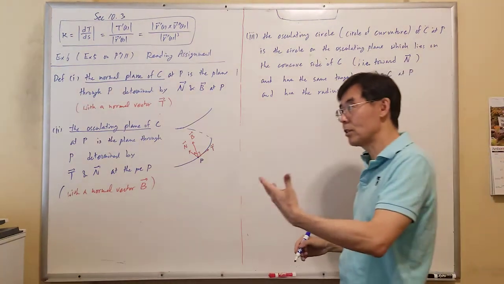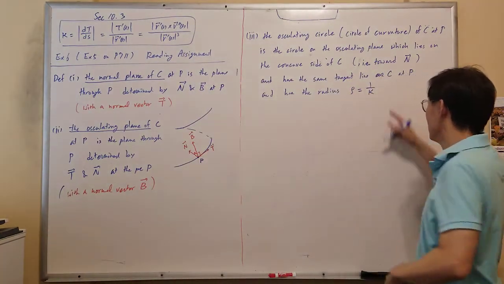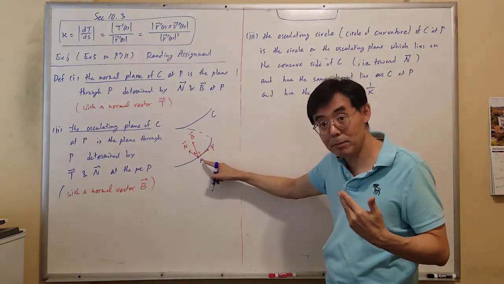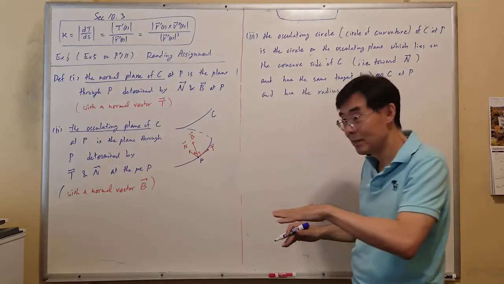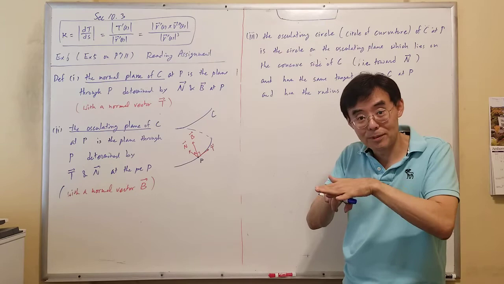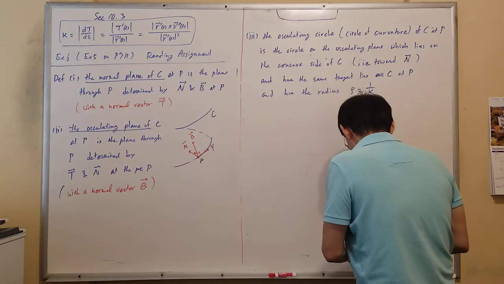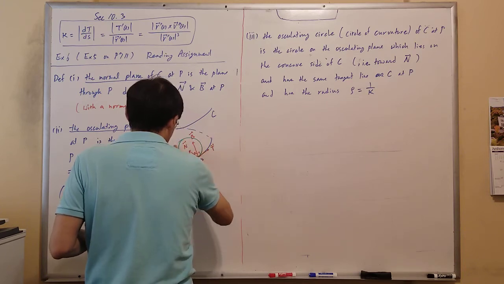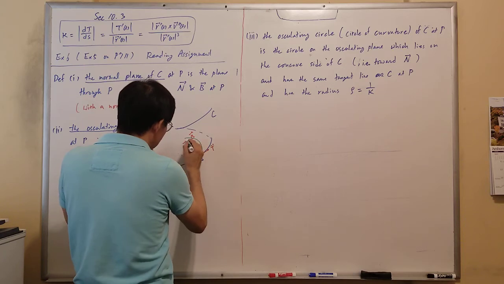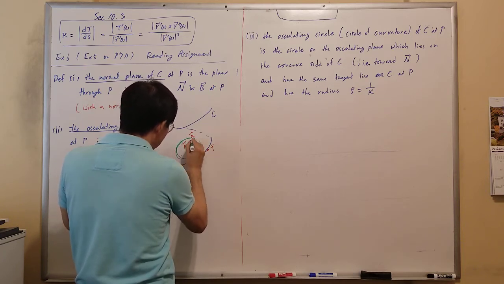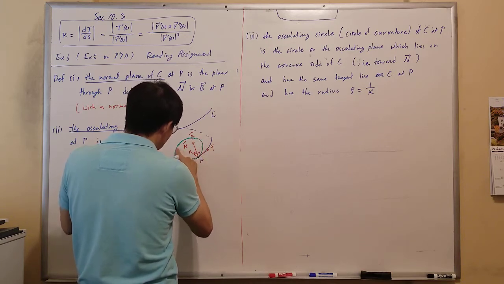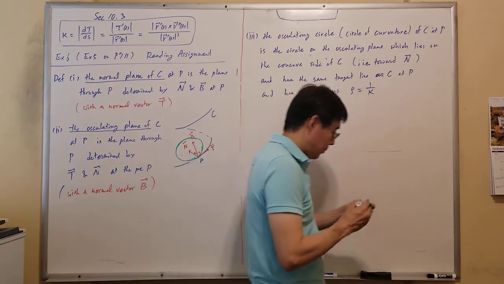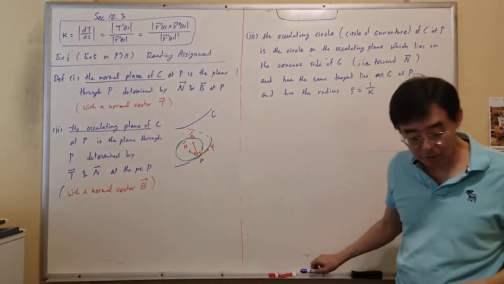You remember the curvature of a circle is 1 over its radius. 1 over its radius means same curvature. So this is a circle which has the same curvature as this curve C at point P and resides on the osculating plane, the same plane your curve is tangent to. So your osculating circle will be something like this, on the osculating plane, at P. That's the osculating circle or circle of curvature.